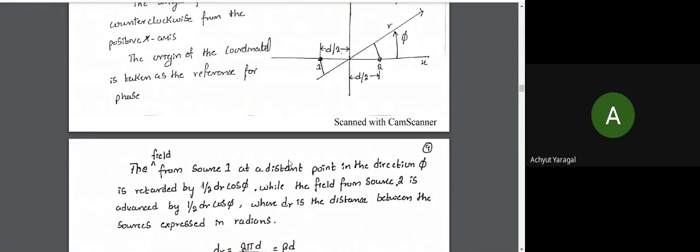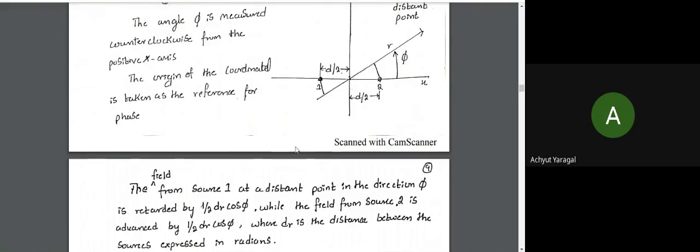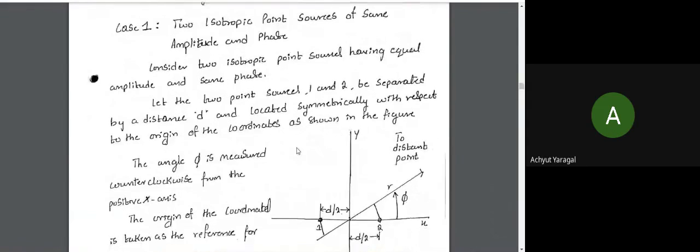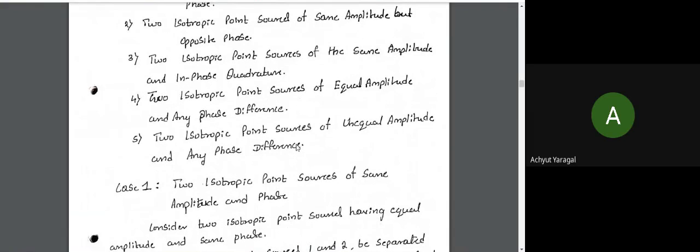Case 3 and case 4 just add pi by 4 and delta by 2, that is quadrature and any phase difference. In case 2, instead of the cos value, you will get the sine component. The last one has two isotropic point sources of unequal amplitude and any phase difference, so we need to consider E1 and E2. Point source 1, which is at the origin, has no phase difference, hence 0 phase, and point source 2 will have a certain phase difference from the origin.